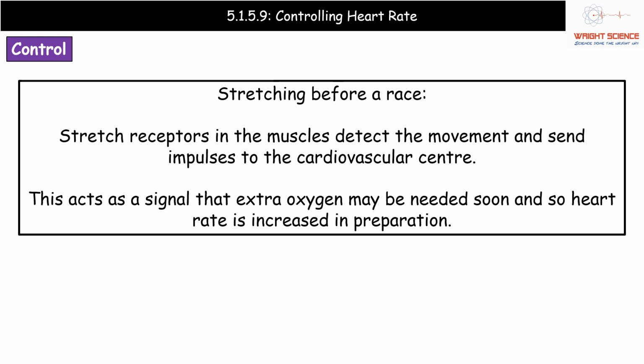Now, what that's going to do is send impulses to our cardiovascular center in the brain. And that basically tells the brain that extra oxygen could well be needed soon. These legs are starting to stretch, muscles are doing things they don't normally do. Therefore, increase that heart rate just in case we need that extra oxygen. So through that action of stretching before a race, you're preparing your body by increasing the heart rate and therefore getting extra oxygen circulating in advance of you actually starting.